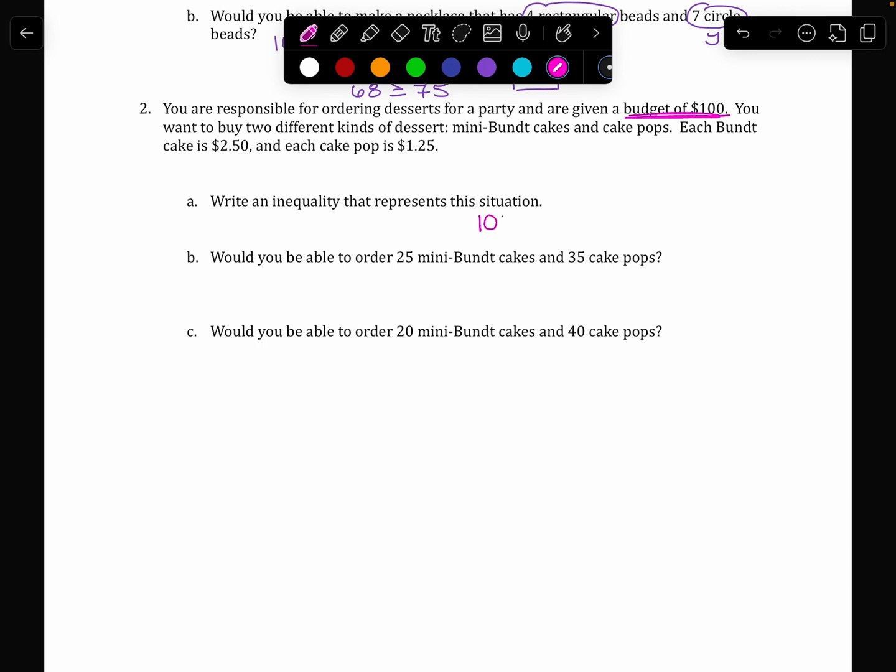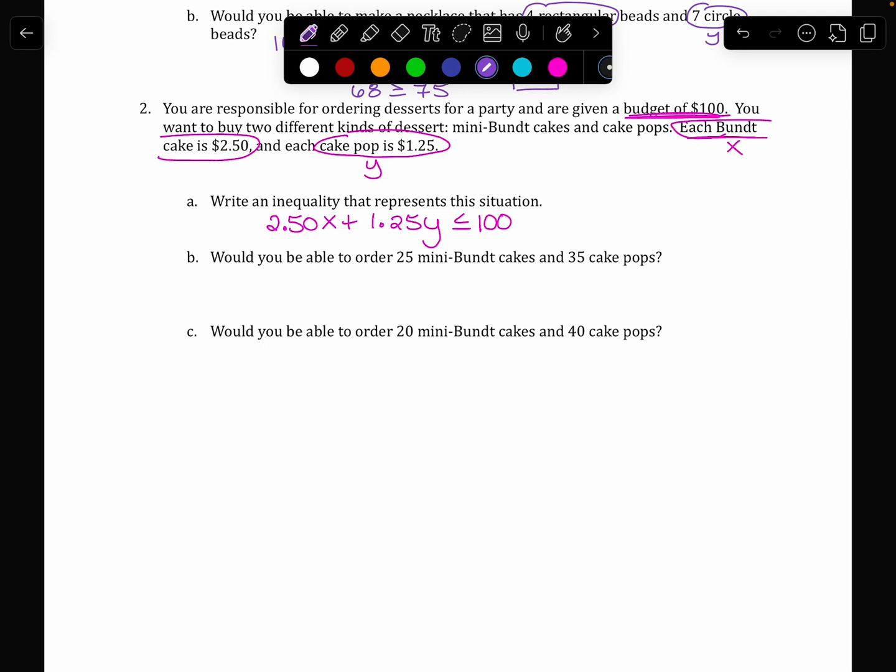So again, my budget of 100 is my total. So I'm going to have 100 here, and we said that 100 is our max, okay? So my inequality symbol needs to eat the bigger thing, which is going to be the $100. Each bundt cake is $2.50 and each cake pop is $1.25. So we're going to say our bundt cake is X and our cake pop is Y. So we have $2.50 per bundt cake plus $1.25 per cake pop should be less than or equal to 100.